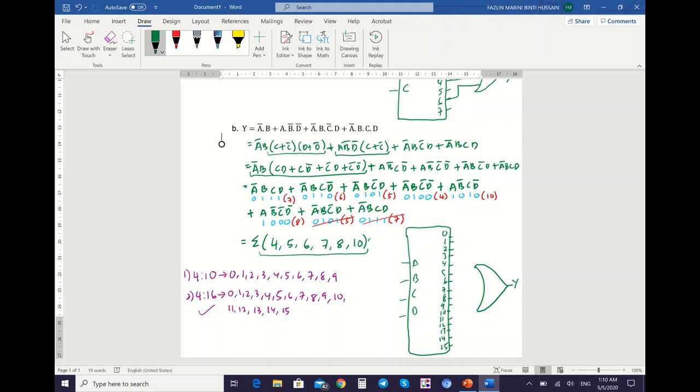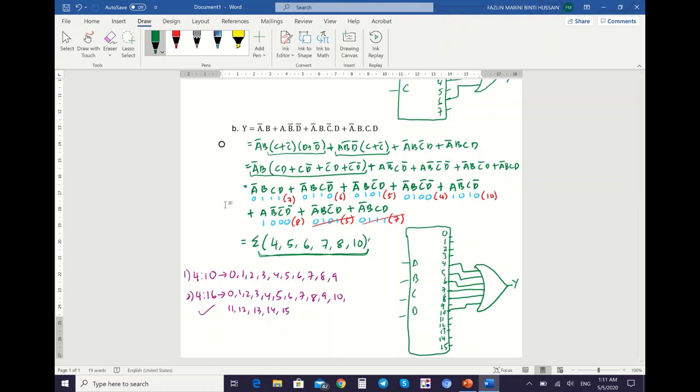Now you just connect the decimal values to your OR gate. We start with 4, then you have 5, then 6, 7, 8, and the last value is 10. So you have 6 values. This is how you can draw the equation using the decoder and OR gate.